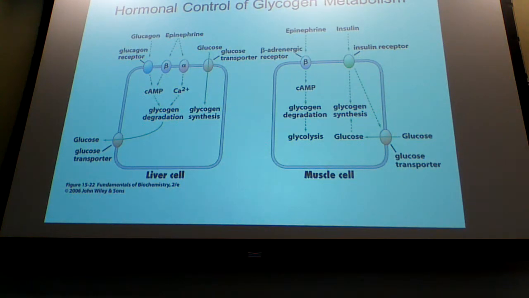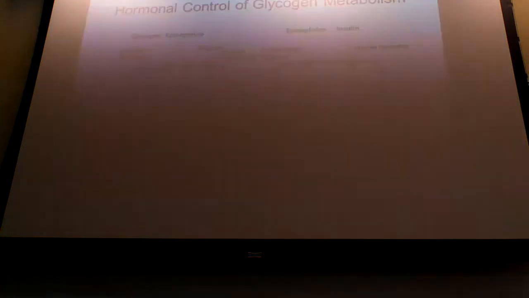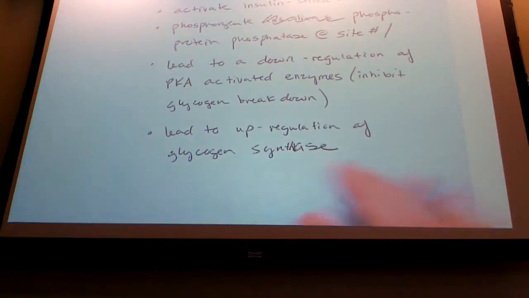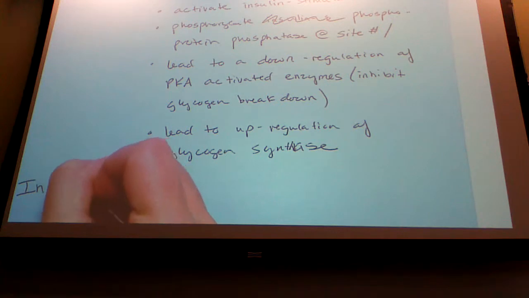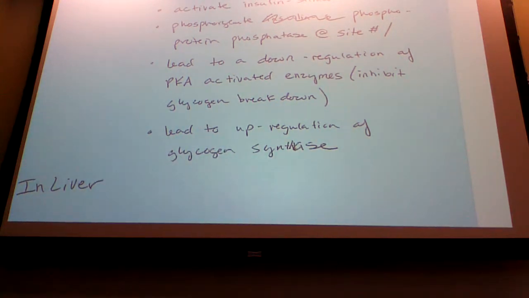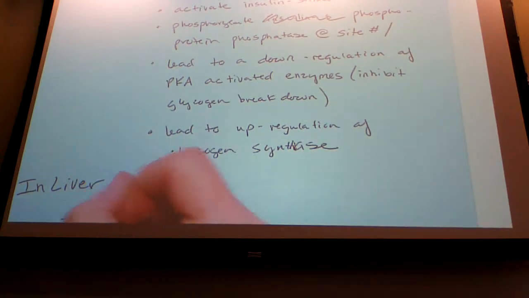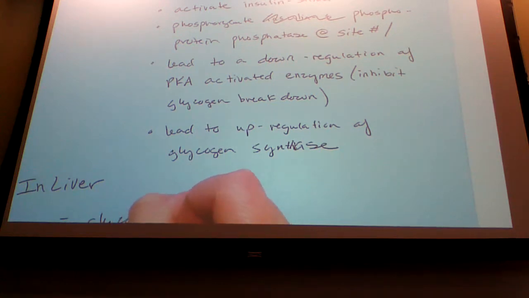And then notice that in the liver, there's no insulin receptor on the liver. Okay. Insulin affects glucose uptake and glycogen synthesis in other tissues. It does not affect it for your liver. So that's different. So maybe your liver, glycogen synthesis.